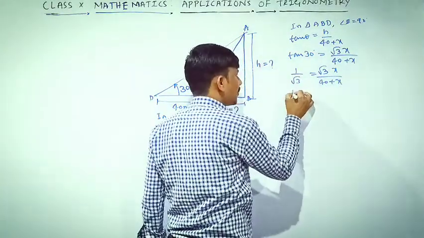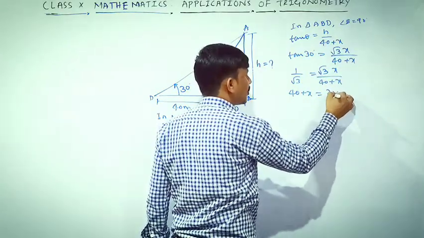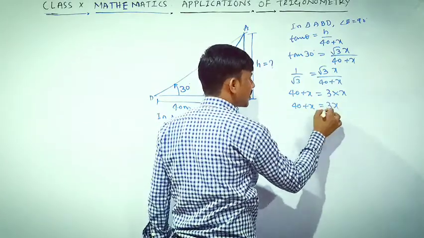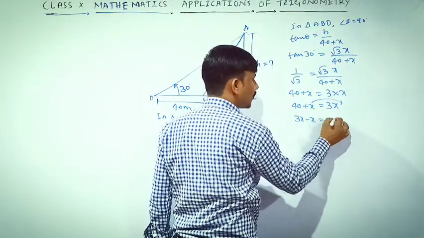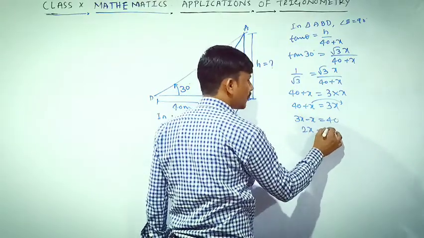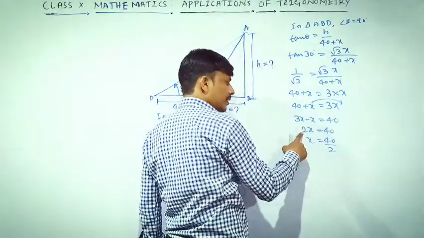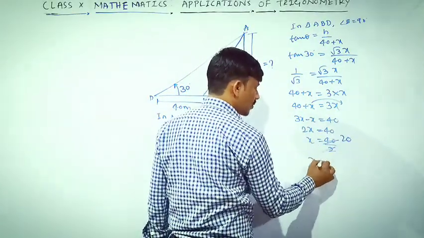Cross multiply. 40 plus x is equal to root 3 into root 3 into x. 40 plus x is equal to 3x, so 3x minus x is equal to 40. 2x equal to 40. x is equal to 40 divided by 2. 2 ones are 2, 2 twos are 4, so x is equal to 20.